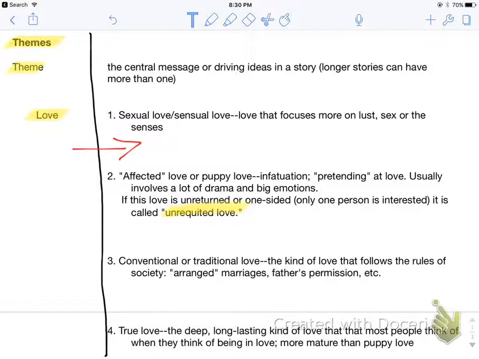This is the kind of love that follows the rules of society, right? This is the kind of love that parents would approve of. If the parents arranged a marriage, sometimes this happened in Elizabethan society, especially if they were rich, or if they were nobility, or a king or a queen, princes and princesses. Sometimes you didn't really have a choice who you married. Your parents would arrange the marriage, sometimes even when they were infants.